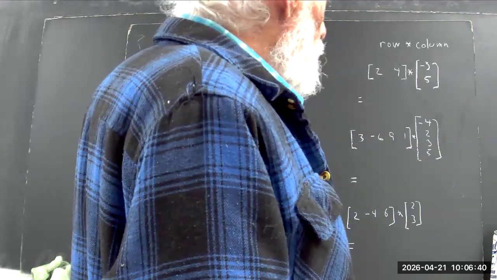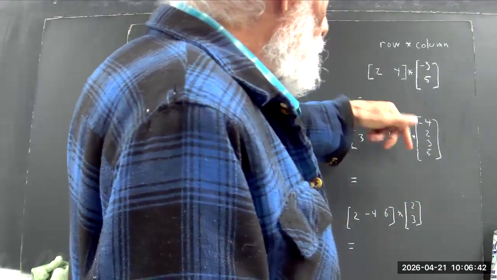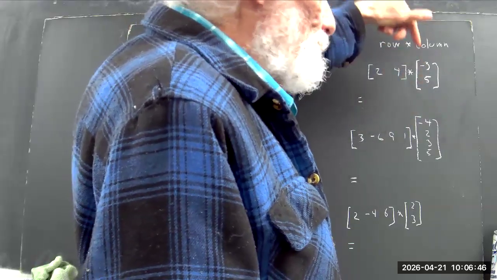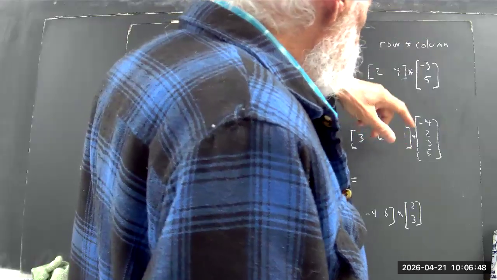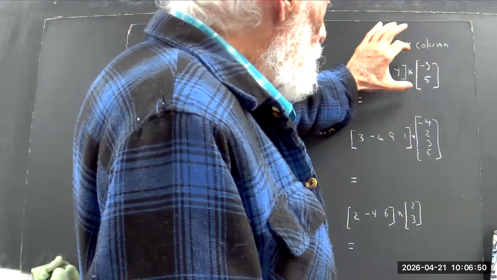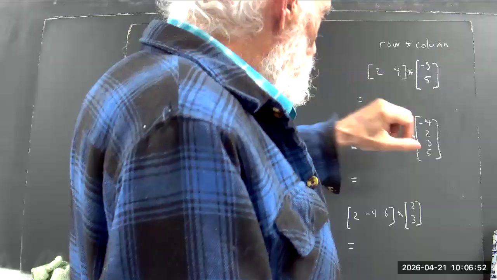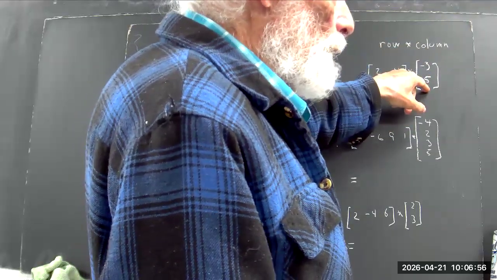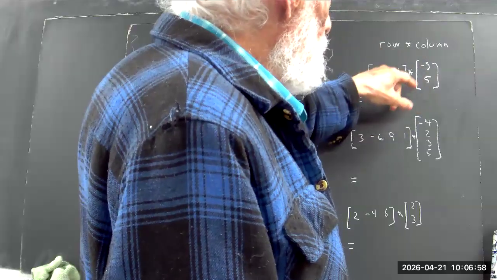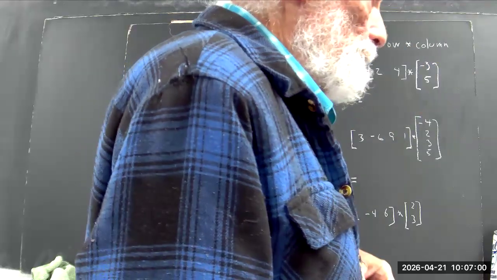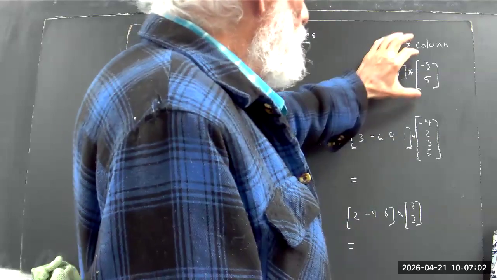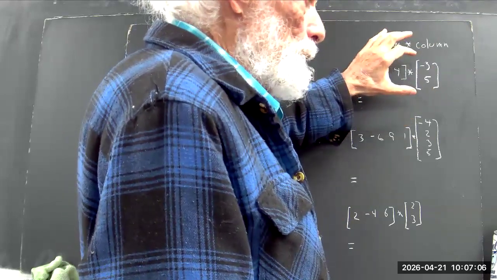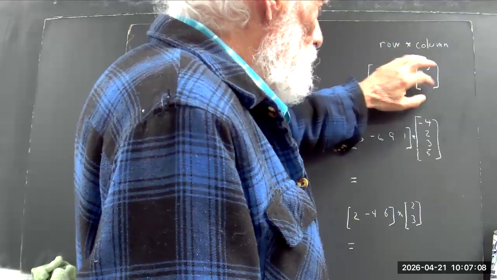A column is similar, except the numbers are in a column. They go up and down. So the column we have here consists of the numbers -3 and 5, -3 at the top, 5 at the bottom, with a square bracket on either side. Those square brackets are longer because you want them to be as long as the column of numbers.